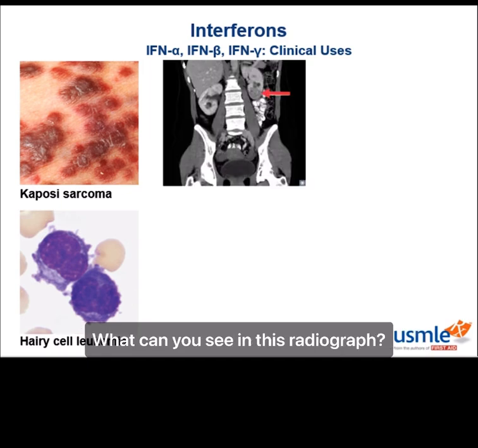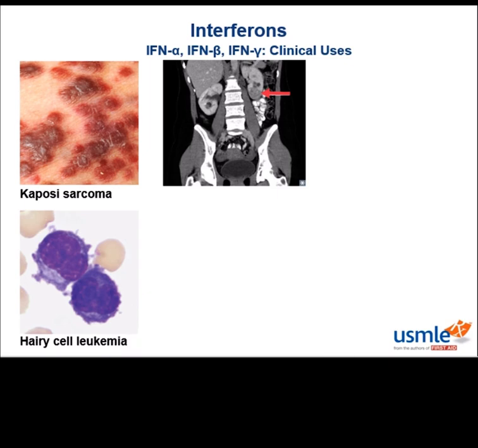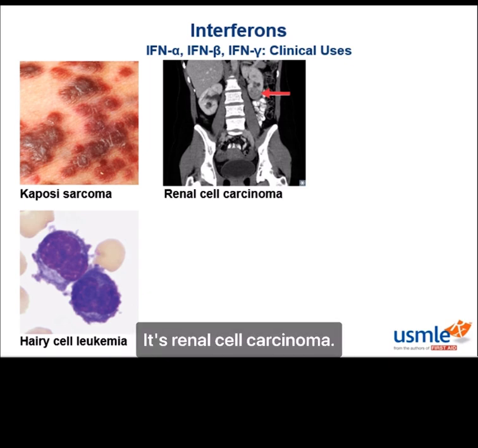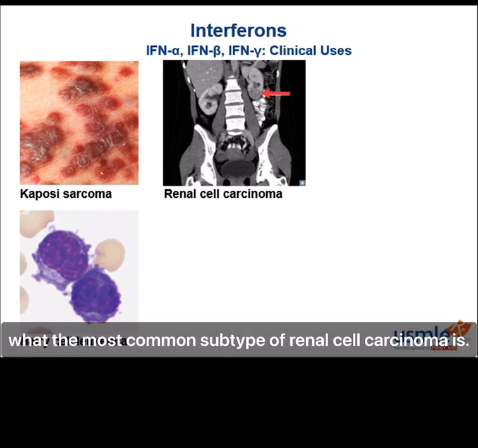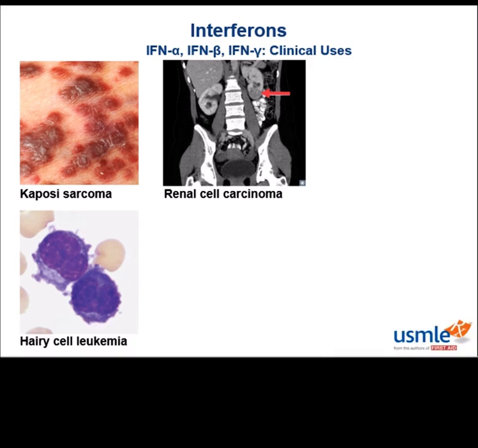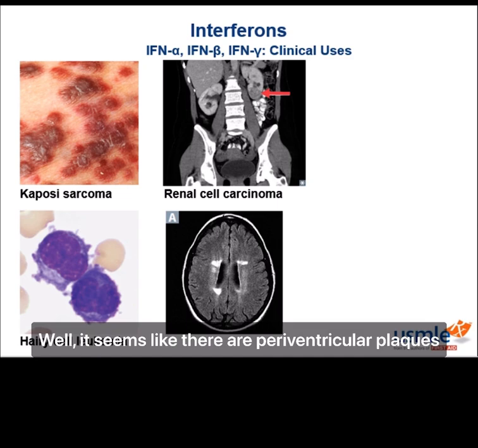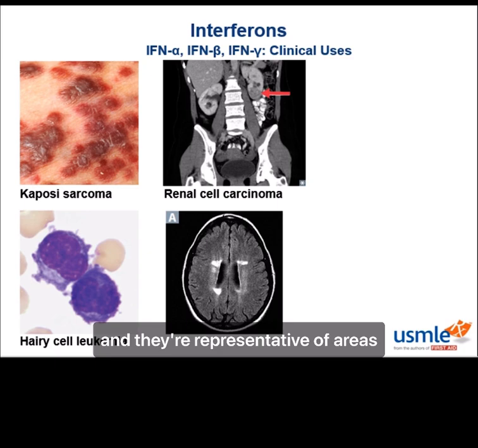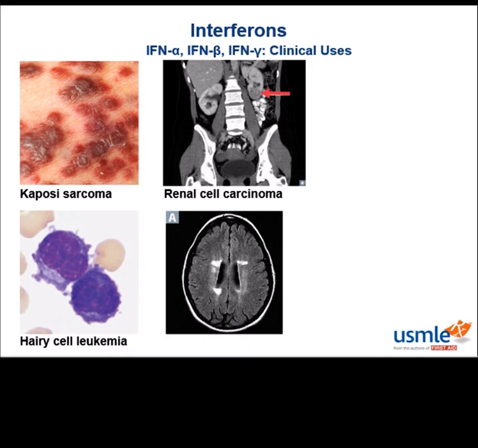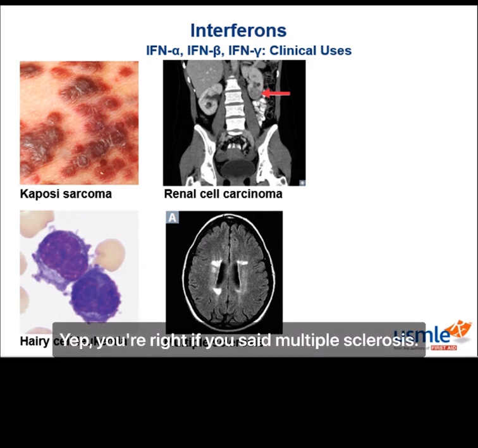What can you see in this radiograph? Well, it's pointing to the kidney. Can you recall what is the most common primary renal malignancy? It's renal cell carcinoma. Bonus points if you can tell me what the most common subtype of renal cell carcinoma is. Oh, wait a second. Did you say clear cell? Because clear cell is the answer. Anyway, what can we see in this image? Well, it seems like there are periventricular plaques, and they're actually representative of areas of oligodendrocyte loss and reactive gliosis. Yep, you're right if you said multiple sclerosis.